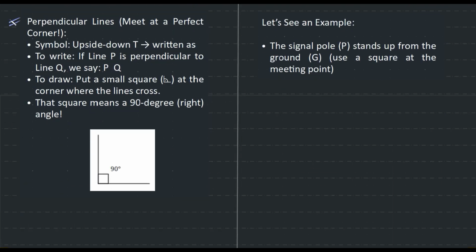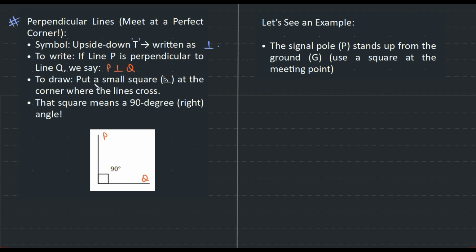Now, when it comes to perpendicular, the symbol is an upside down T. So basically this, that's the symbol. It would be written something like this. To write, say this is line P and this is line Q, we say P is perpendicular to Q. This is how you write it: P is perpendicular to Q.